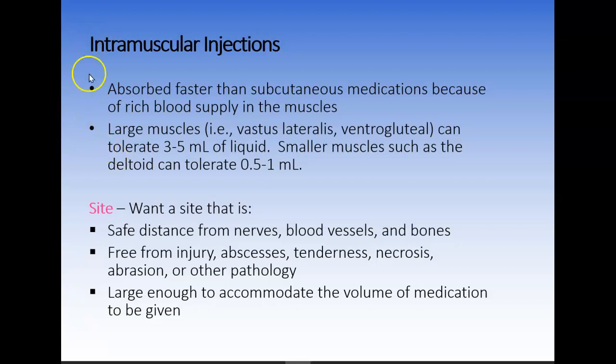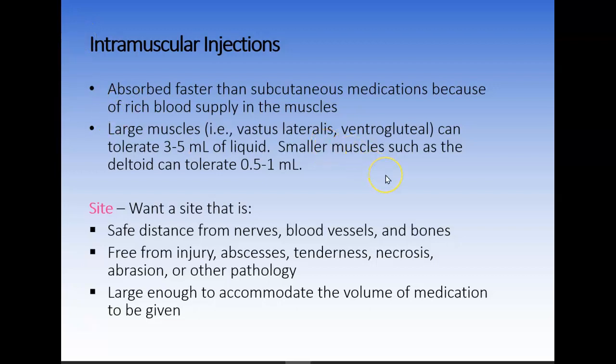Now, when are you not going to use an IM injection? If you have more than about 5 milliliters of fluid, and that's even a lot, there's something wrong with the order if it says you're going to inject that much, okay? That much would need to be considered for IV, or maybe there's an error in the order.